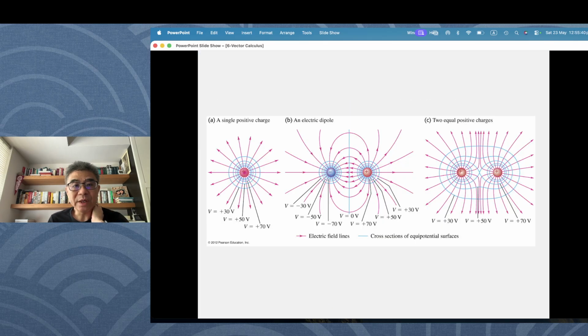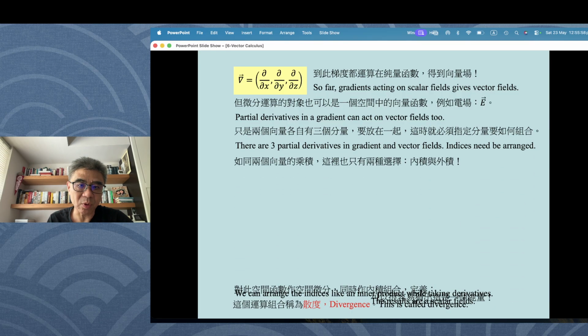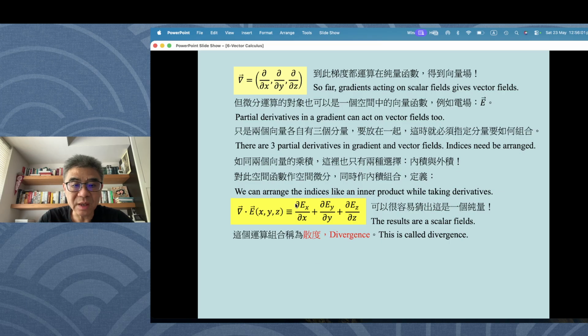Okay, then with the gradient in our hand, it usually acts on a scalar function. However, it could also act on the electric field, as we emphasized last time. For example, this partial differentiation can act on the electric field. You can take the partial derivative of Ex over x, Ex over y. These are all possible. However, to form something useful, you have to remember the gradient has 3 components, and the electric field has 3 components.